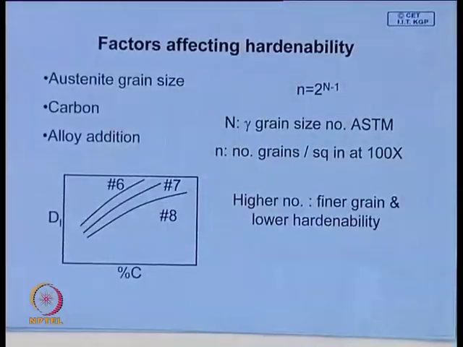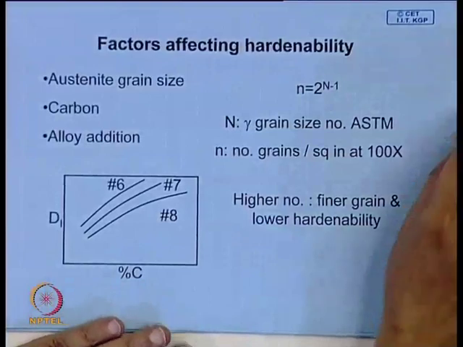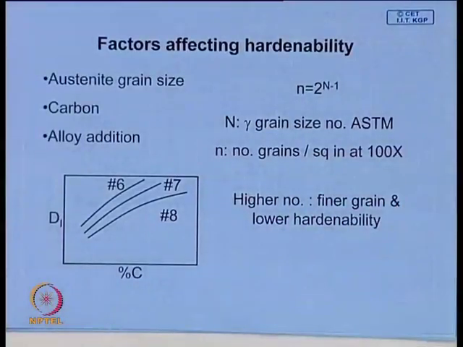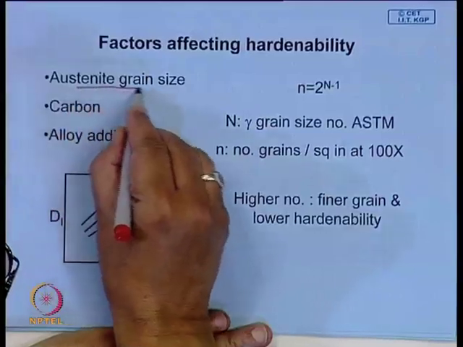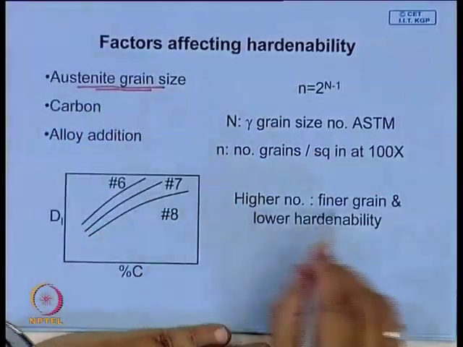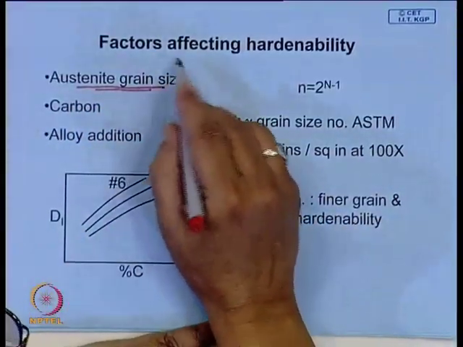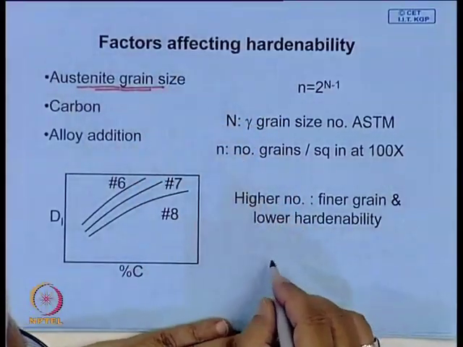And now, a point about the factors that determine hardenability of a steel. What are the factors? We just mentioned that one important factor is the austenite grain size, and so let us see what are these factors and how do you determine them. So, one way is this austenite grain size. I think this method of determining austenite grain size was talked about earlier.